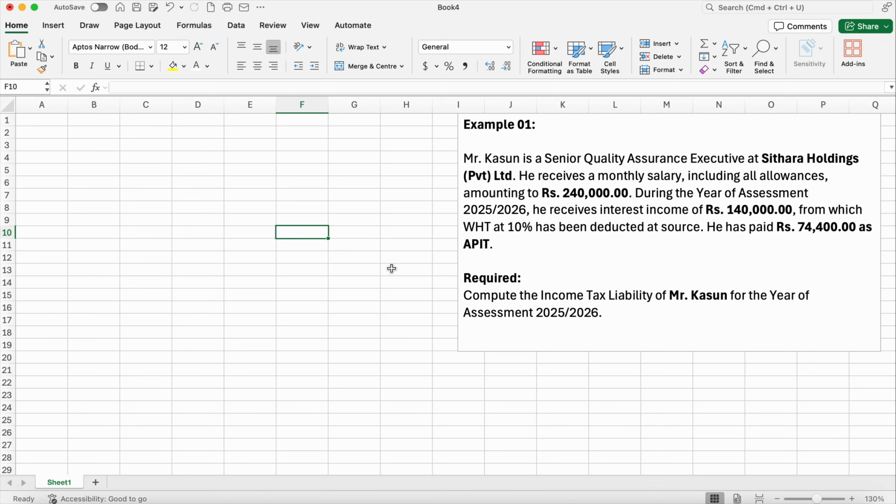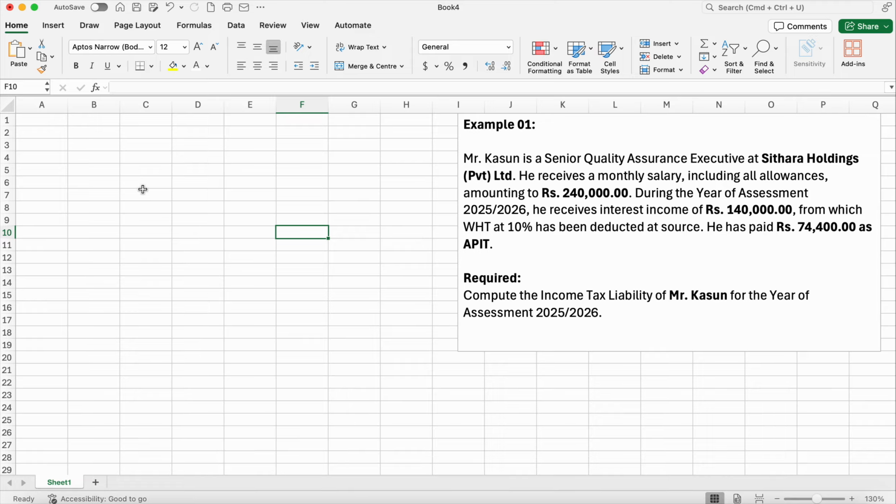This is especially for the year of assessment 25-26, the new examinable year of assessment. This will be helpful for all the students who are following professional exams in accountancy and finance, so maybe university students and also chartered and AAT students, whoever is doing the professional accountancy exams, and also anyone who wants to have basic knowledge of how to compute individual income tax. You can refer to this.